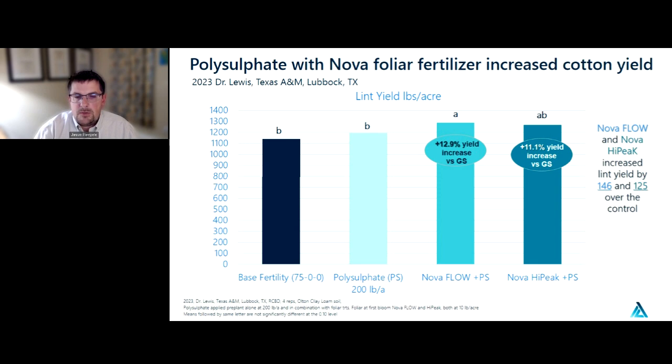NovaFlow is the 5-10-20 product that also includes some boron and magnesium as well. And then Nova High Peak is a 0-44-44 analysis, just containing only phosphorus and potassium. Both NovaFlow and Nova High Peak were applied at 10 pounds of product per acre. So there are some differences in the amount of potassium that each of these products are contributing. But we see an increase in lint yield for these foliar applications over the base treatment of polysulfate by itself as the soil applied nutrition.